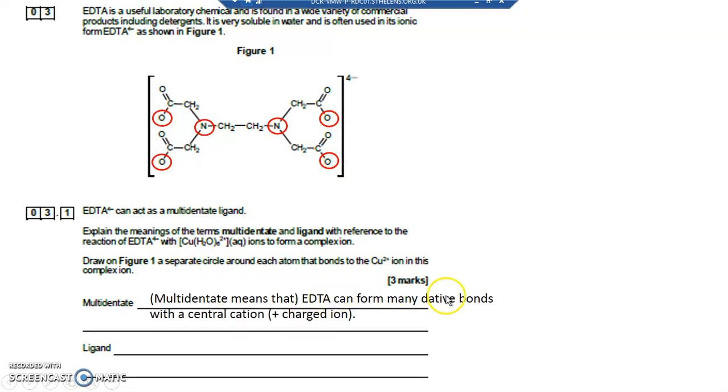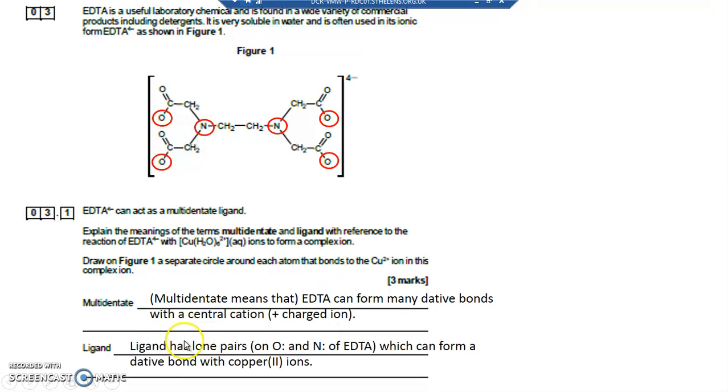Multidentate means that the EDTA can form many dative bonds with the central cation, the central plus-charged ion, so it can form 6 bonds. Those 6 atoms can form 6 dative bonds, so they're covalent bonds where both electrons have come from these atoms that are circled, rather than one atom putting an electron in each. Both of the electrons have come from these atoms, and they bond to the central cation. A cation is a plus ion, the central Cu2+ ion.